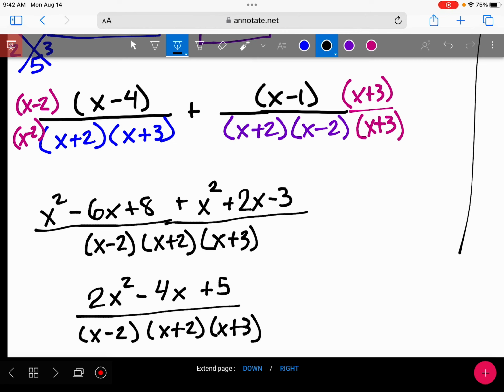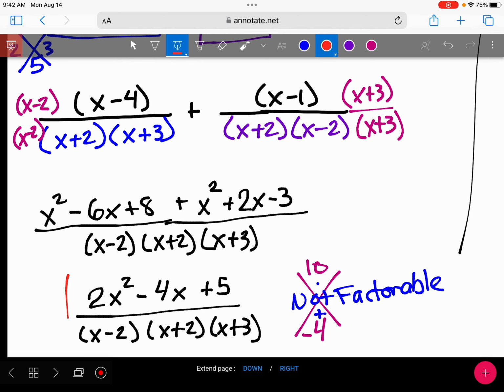And before we can say we are done, we have to look and see if that dang thing can be factored again, just in case they're giving us so much extra work. So when in doubt, check and see if we can factor it. 2 times 5 gives us 10, negative 4. Is there a pair of numbers that multiplies to be 10 and adds to be negative 4? No. So it's not factorable. So this is our answer.